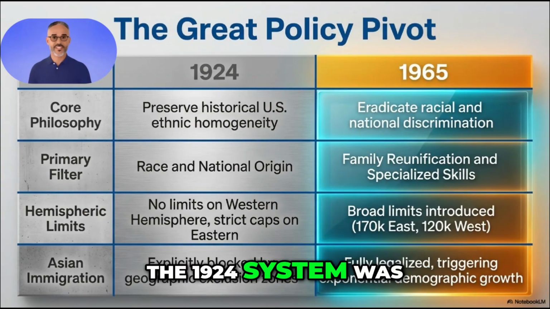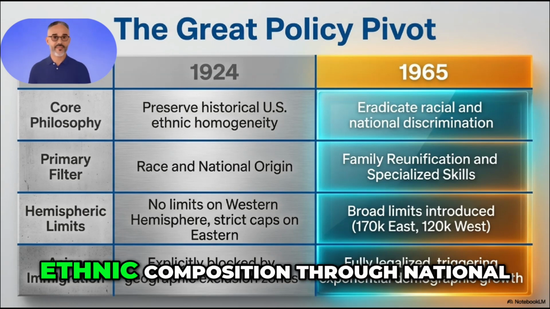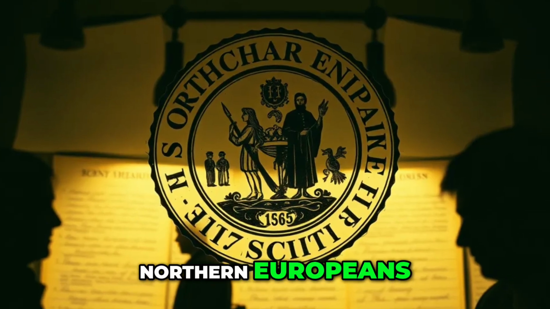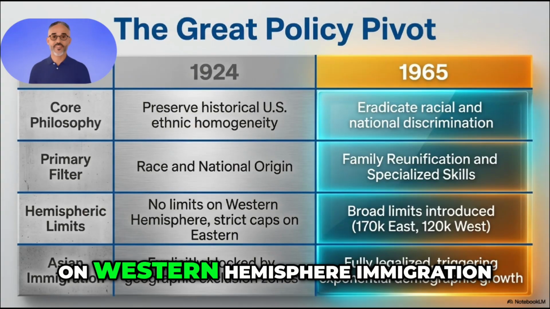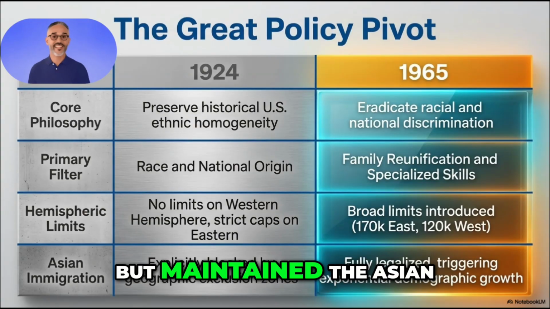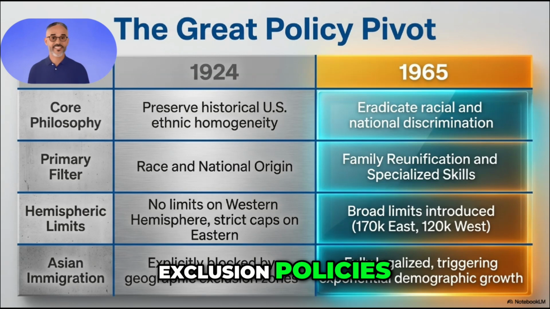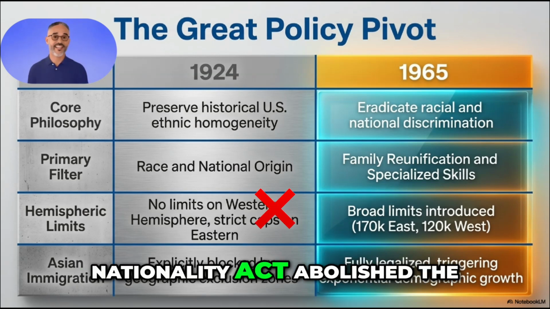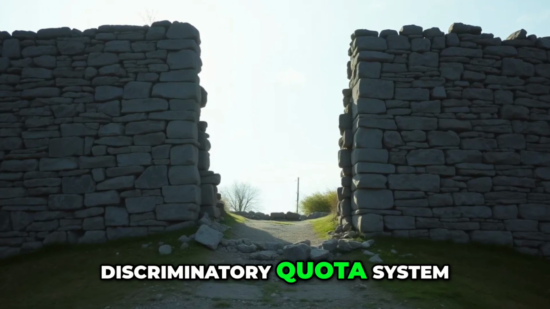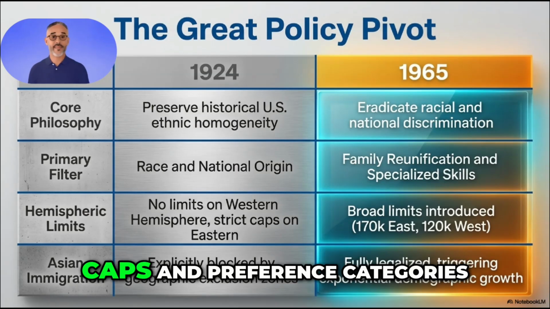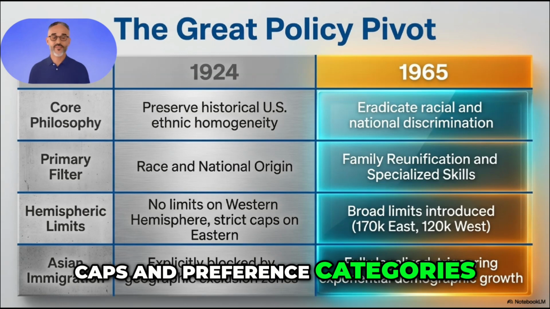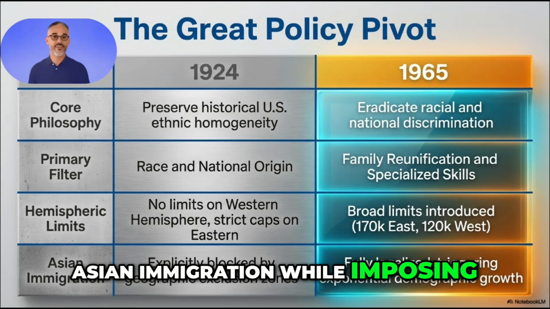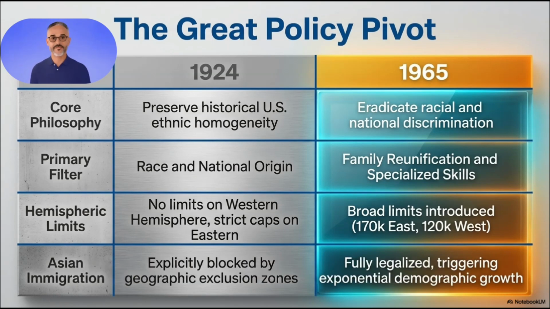The 1924 system was based on preserving existing ethnic composition through national origin quotas that favored Northern Europeans. It imposed no limits on Western Hemisphere immigration, but maintained the Asian exclusion policies. By contrast, the 1965 Immigration and Nationality Act abolished the discriminatory quota system, replacing it with hemispheric caps and preference categories. For the first time, it created pathways for Asian immigration while imposing new limits on Western Hemisphere entrants.